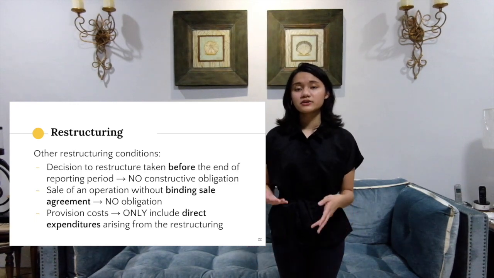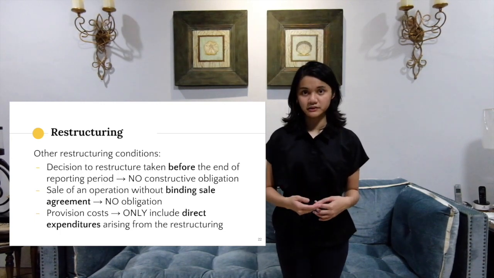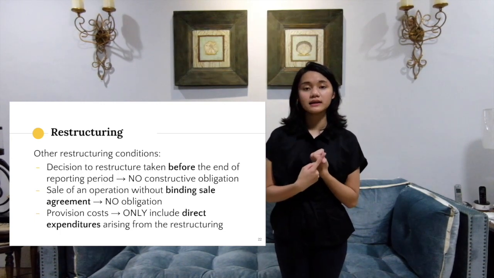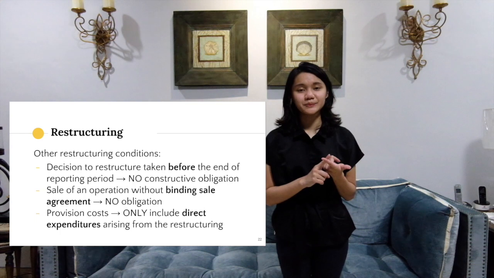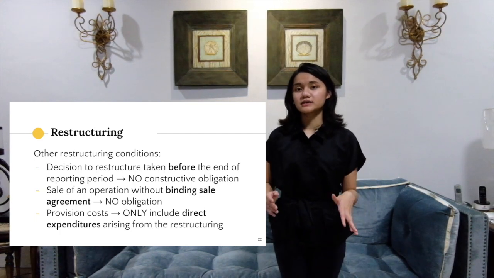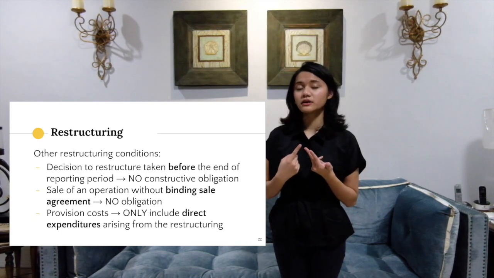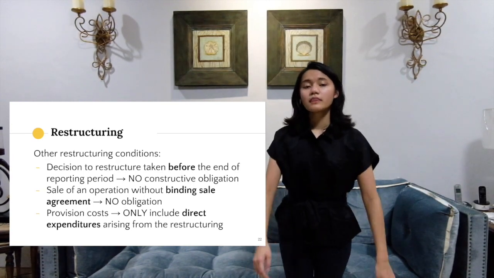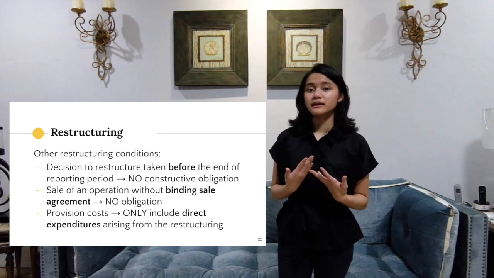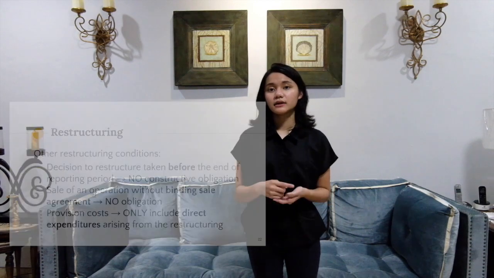Now, lastly, a restructuring provision shall include only the direct expenditures arising from the restructuring, which are those that are both necessarily entailed by restructuring and not associated with the ongoing activities of the entity. An entity cannot include such costs as retraining staff, marketing, or investment in new systems, because those expenditures are not considered liabilities for restructuring at the end of the reporting period. Now, from the standards of restructuring, we can conclude that the entity can only recognize obligations or provisions when it is certain that the entity won't back down or change its mind regarding its restructuring plans.